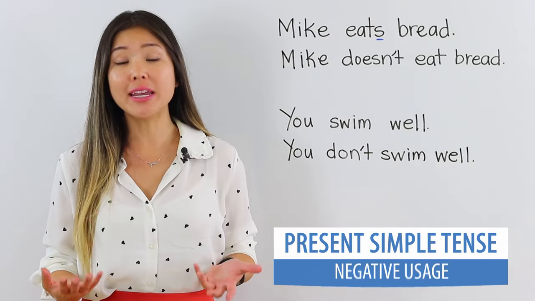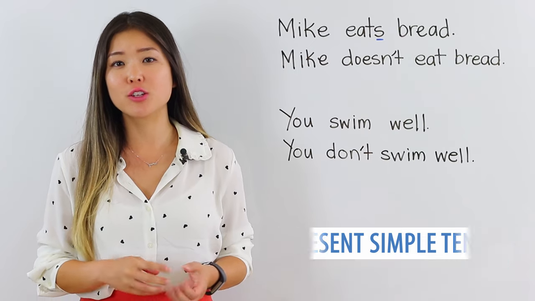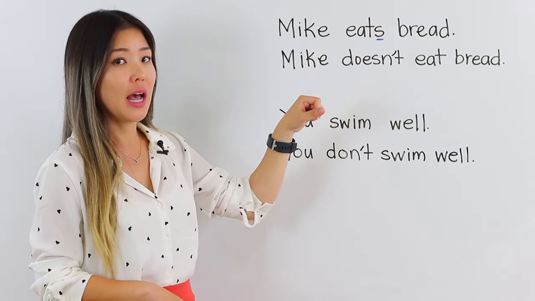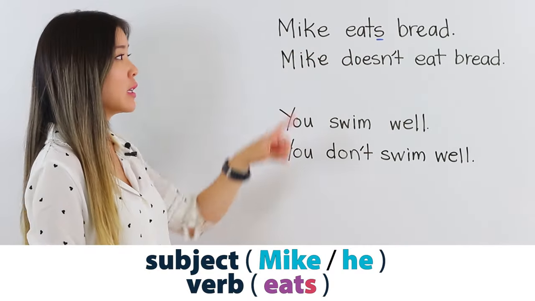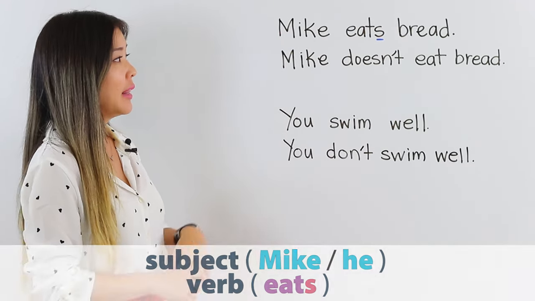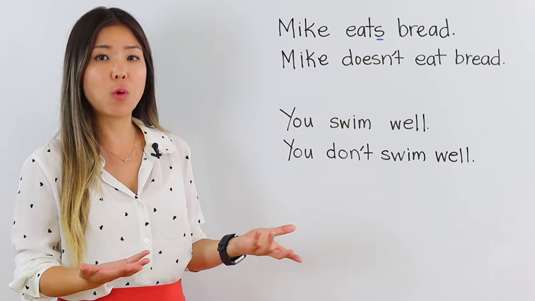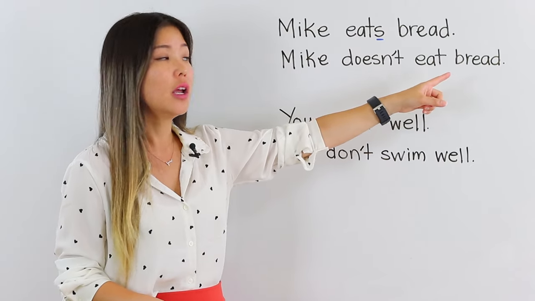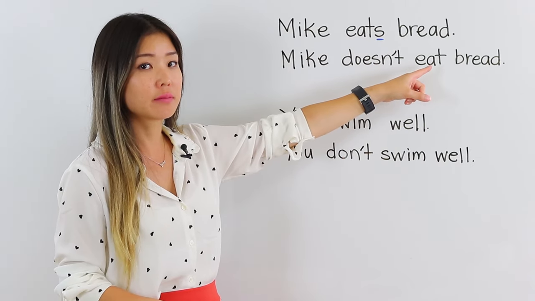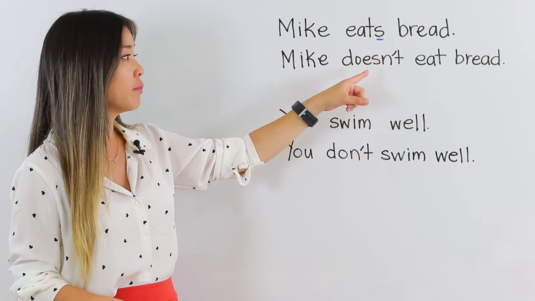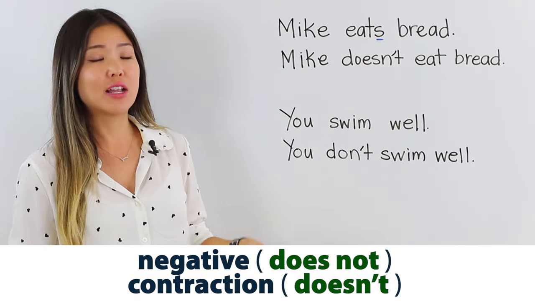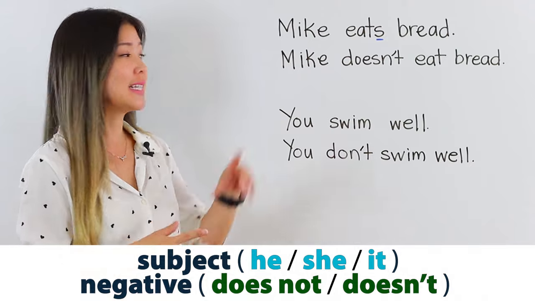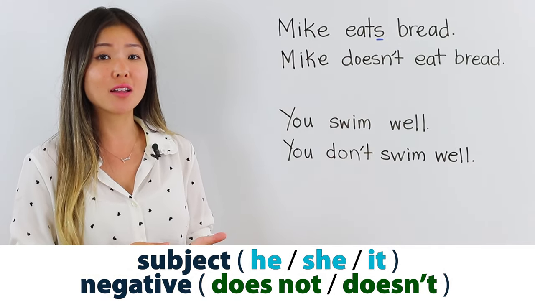Let's talk about a possible negative usage for the present simple tense, and that is do not and does not. The first example says Mike eats bread. I put an S at the end of eat because the subject is Mike, which is a he. Now that's not a negative statement. What happens when I want to turn it into a negative statement? Well, I change it like this. Mike doesn't eat bread. So you'll notice that I didn't move the S here, okay? Instead, I added doesn't. I took does and not, and I turned it into a contraction by combining the two and making it doesn't. So if the subject is he, she, or it, we use does not or doesn't to make it negative.